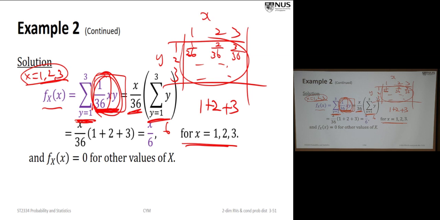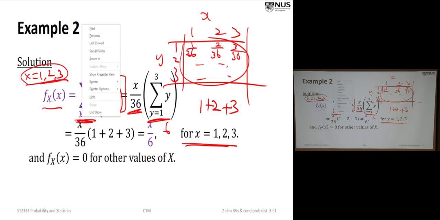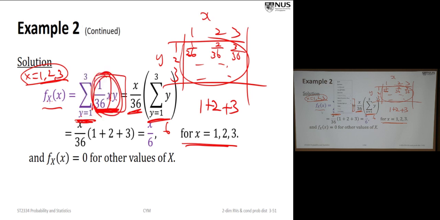So in other words, if I swap the roles of x and y, if I replace all the x here by y, replace the y by x, I will still get the same thing. Of course, at the end, this is y over 6. So immediately I know that this is equal to y over 6 for y equal 1, 2, 3, because what I'm going to do is just replace all the x by y, and y by x. Just do the same thing.